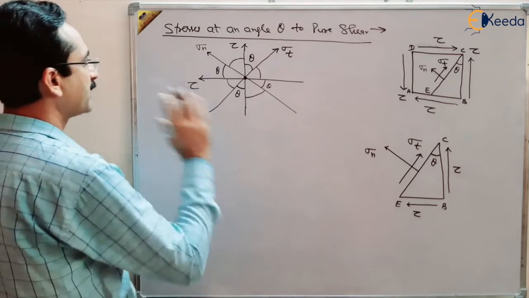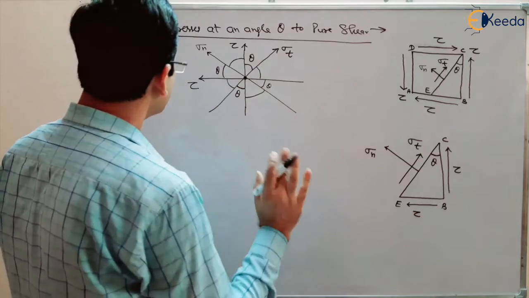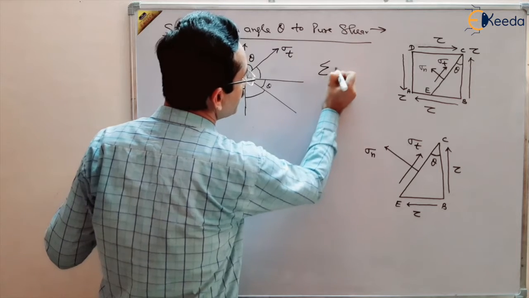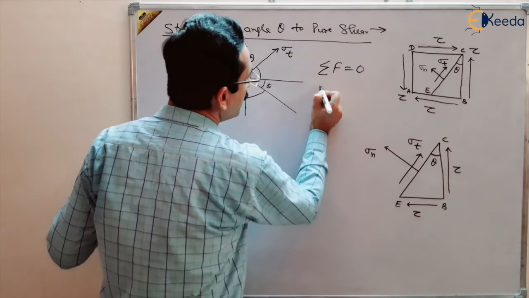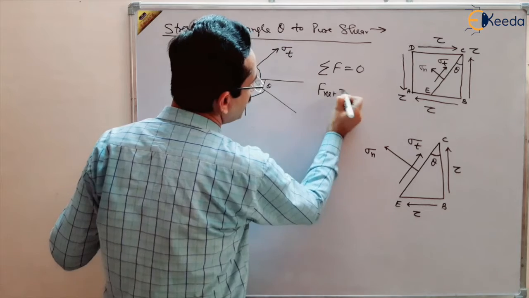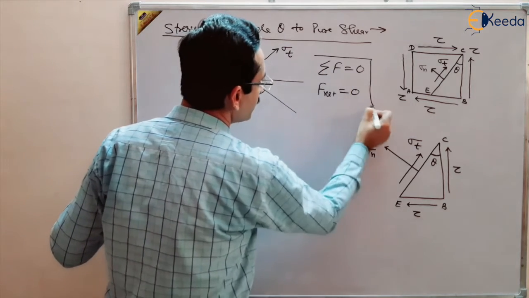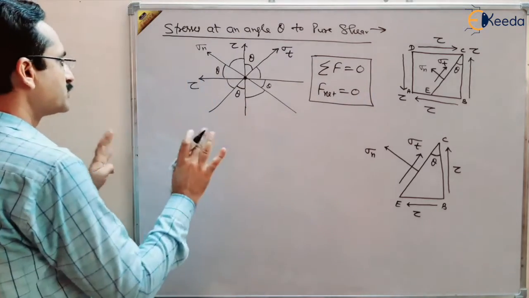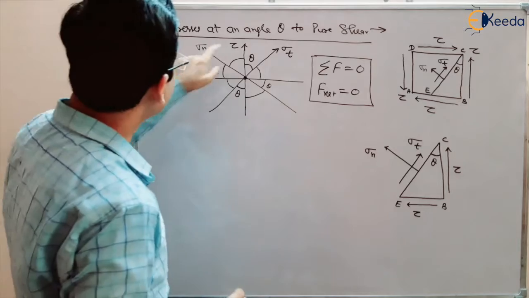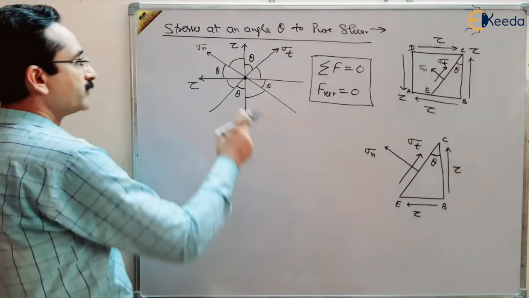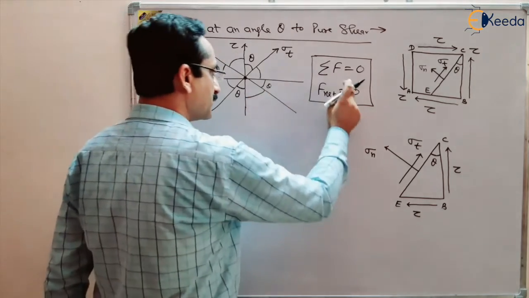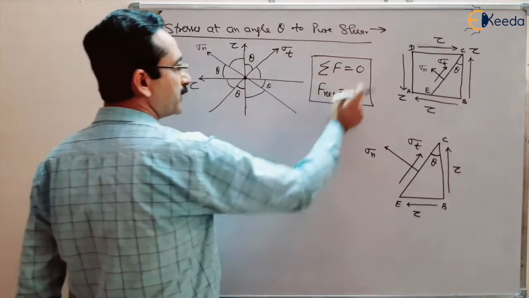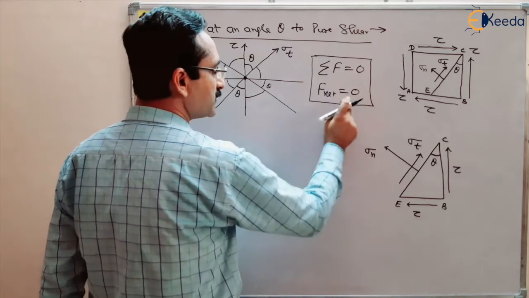So let us take any one direction you can choose, and the sum of the forces in any one direction will be 0. So sigma F in any direction will be 0, or F net in any direction will be 0. Net force. This property we are going to use, right? So you can choose any direction. Now these are stresses, but for equilibrium, the forces should be equal to 0, not stresses. Sum of forces or net forces should be 0, right?